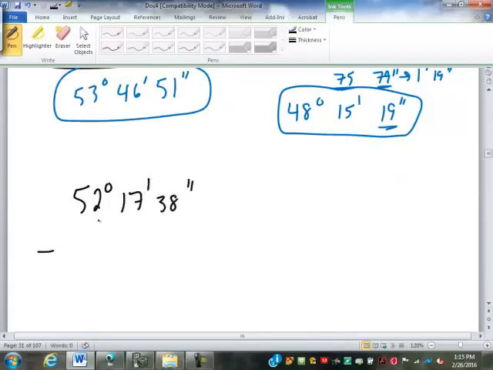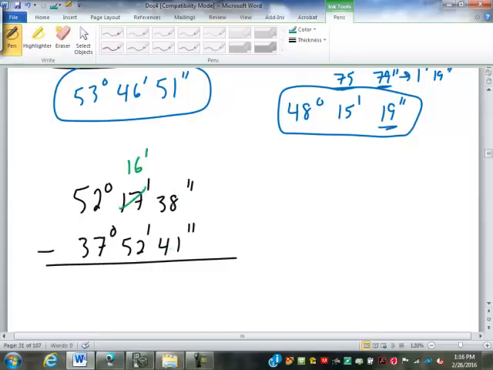We're going to have 52 degrees, 17 minutes, 38 seconds, minus 37 degrees, 52 minutes, 41 seconds. Subtracting, of course, is where we end up having to borrow. So 38 minus 41 cannot be done. So the 17 is going to become 16 minutes. What's this become? 98. Where did 98 come from? We borrowed 1, which is 60 seconds. Plus the 38 is 98.